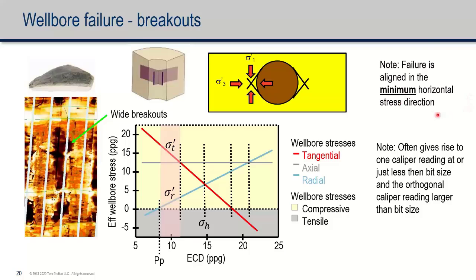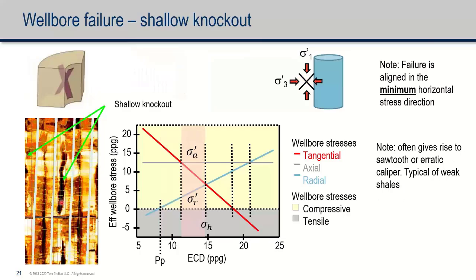This failure is aligned with the minimum horizontal stress, and it often gives rise to one caliper reading at or just less than bit size, which is the caliper reading on this side of the borehole. And the other caliper, the orthogonal caliper, reads larger because that caliper arm is in this cavity. So that's a typical breakout.